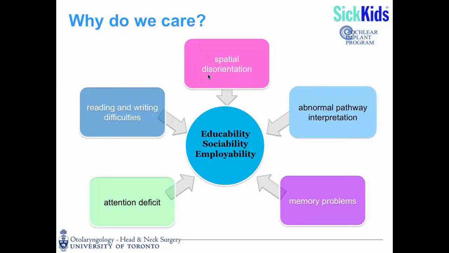That can cause issues with personal space and social difficulties, and they really have a challenge in terms of abnormal pathway interpretation, and this can even lead to memory issues. And so I think we're only beginning to understand the far-reaching difficulties that a child with peripheral vestibular dysfunction has and the impact it has on what's important in life, which is in this center circle.